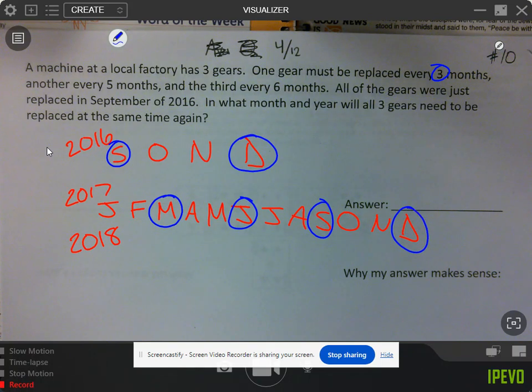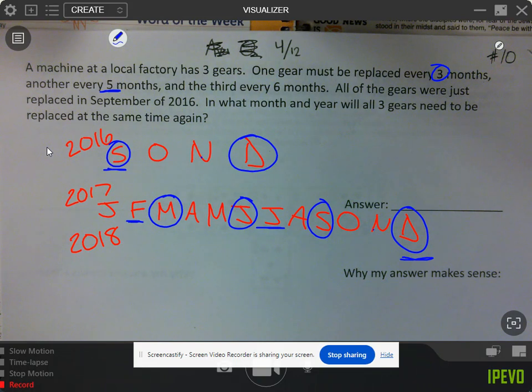So now I'm going to say, all right, for every 5 months, I'm going to draw a line under it. So I know it was replaced in September. So 1, 2, 3, 4, 5. 1, 2, 3, 4, 5. 1, 2, 3, 4, 5.